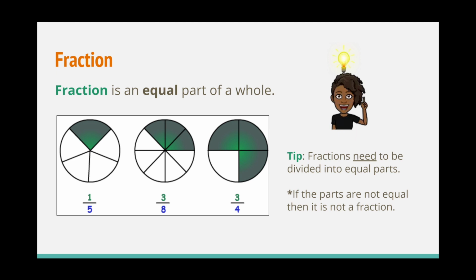What is a fraction? A fraction is an equal part of a whole. 1 out of 5 is shaded in this picture right here. There are 5 equal parts and 1 is shaded in. Then there's 3/8. There are 3 equal parts shaded in out of the 8, and there are 3 equal parts out of the 4. And if you're like, what are equal parts? That means that in that fraction, those parts are all the same size. Fractions need to be divided into equal parts or same size parts. If the parts are not equal, then it's not a fraction.